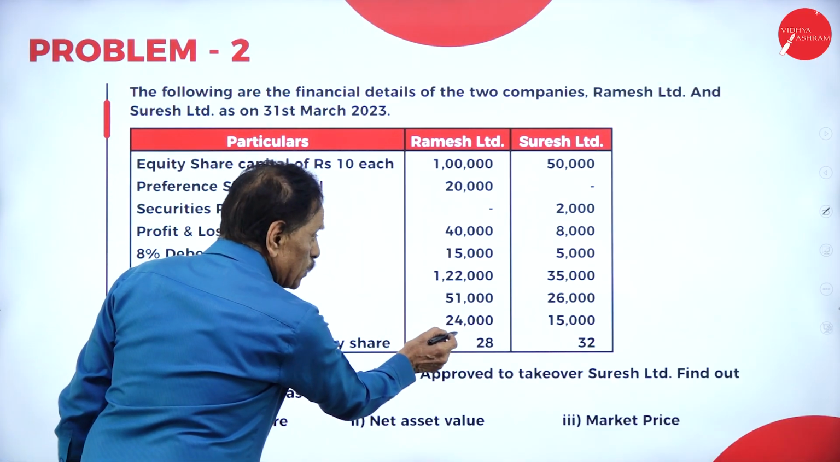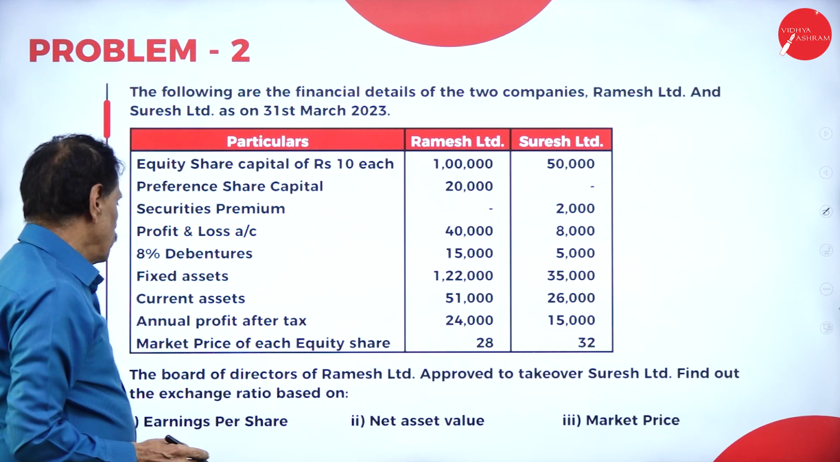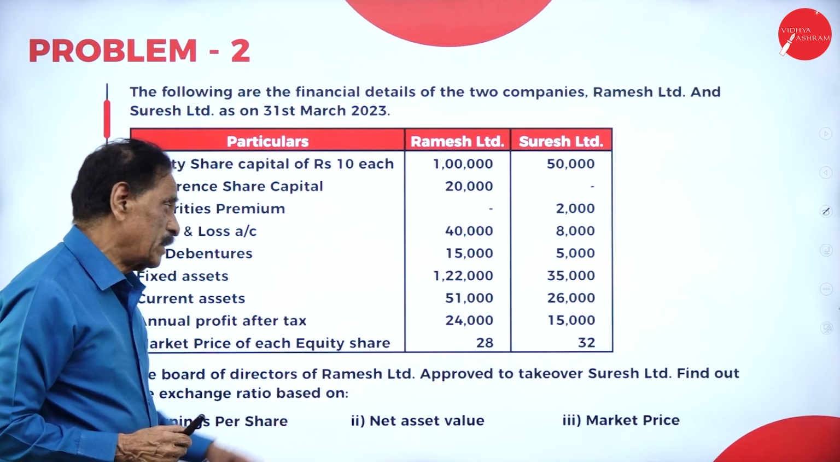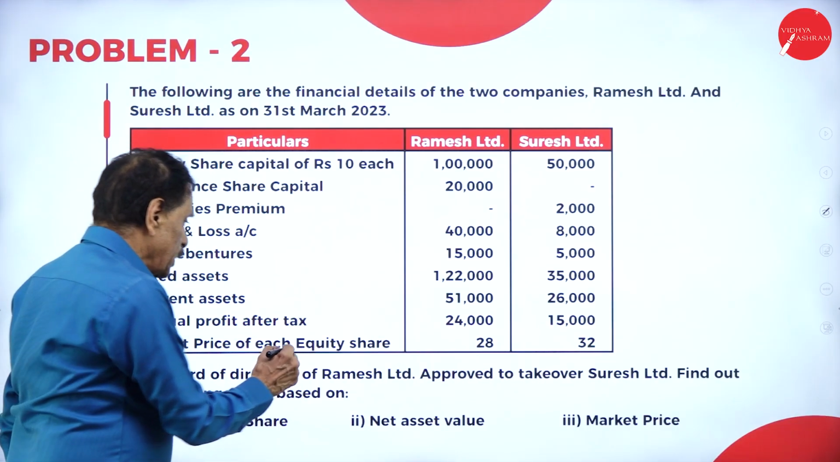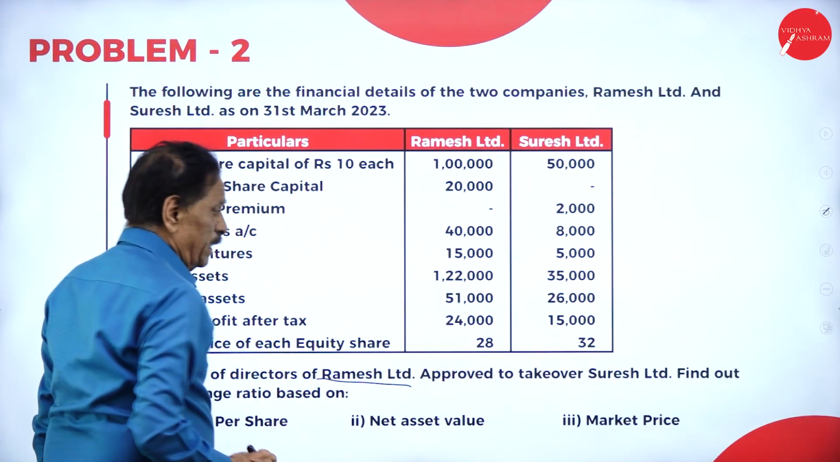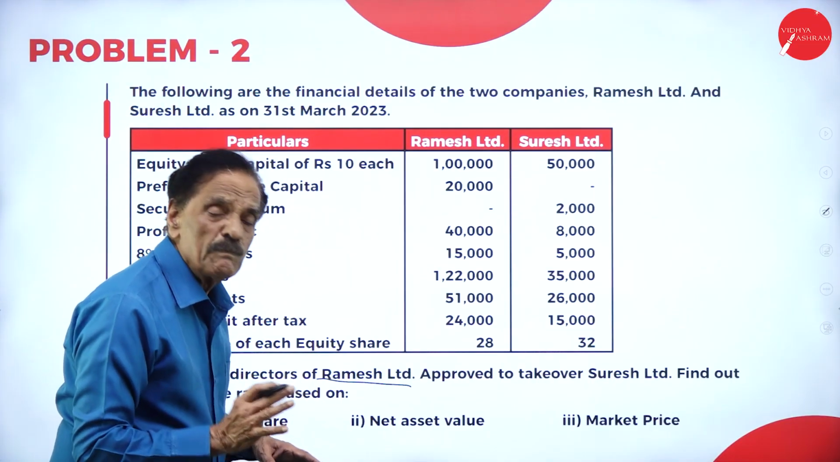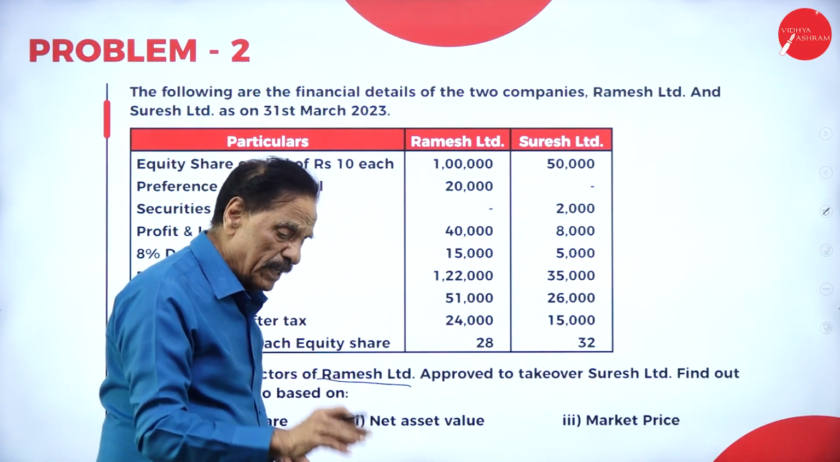Annual profit after tax 24,000, 15. Market price earning equity 28, 32. The board of directors of Ramesh approved the takeover of Suresh. Who is taking over? Ramesh Limited is taking over Suresh. So Ramesh Limited becomes the acquiring company and Suresh Limited becomes the target company.